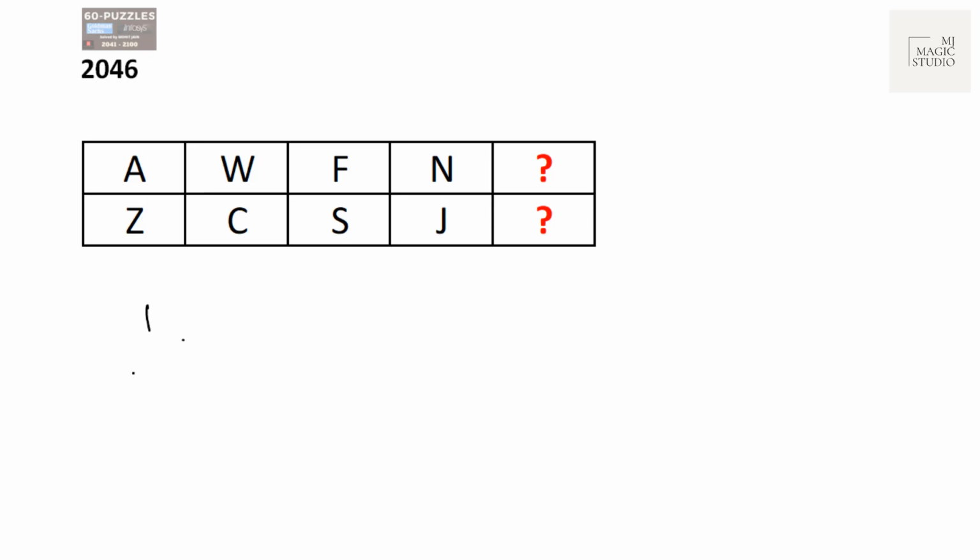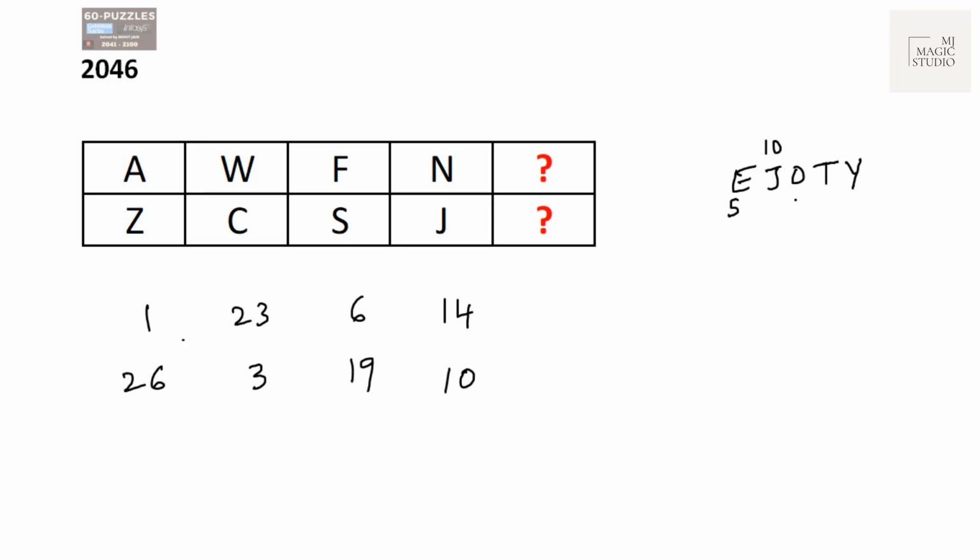So A is 1, Z is 26. W is 23, C is 3, F is 6, S is 19, N is 14, and then J is 10. I use this E, J, O, T, Y, electronic jyoti, to remember these. E is 5th one, J is 10th, O is 15th, T is 20th, and Y is 25th alphabet or letter in that alphabet series.